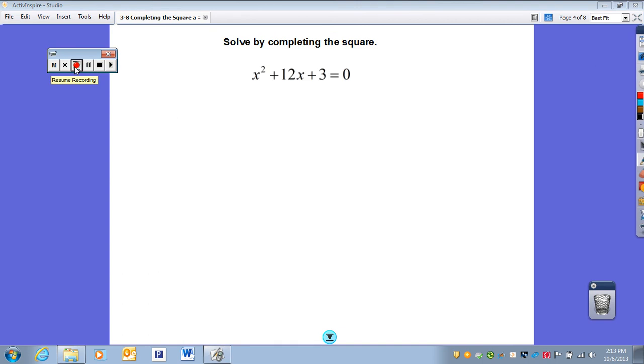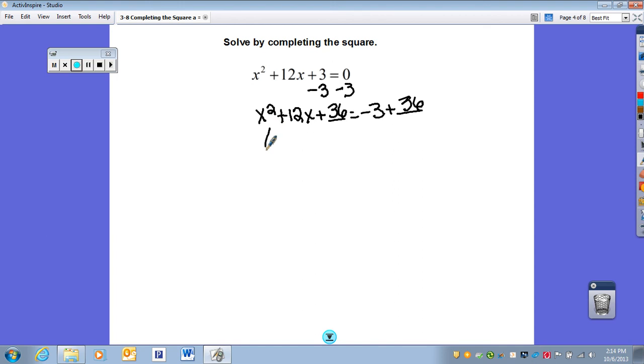Let's try another example. So we have x squared plus 12x plus 3 is equal to 0. So first we'll subtract 3 from both sides, and we will rewrite our quadratic with the blank to remind us to finish completing the perfect square trinomial, and the blank on the right side reminds us we have to add that same quantity to both sides. So we'll take our b, which is 12, divide it by 2, which is 6, and square it, which would be 36, and that's what we're going to add to both sides.